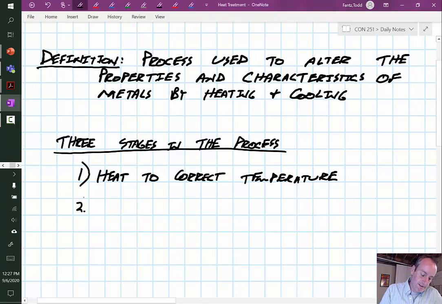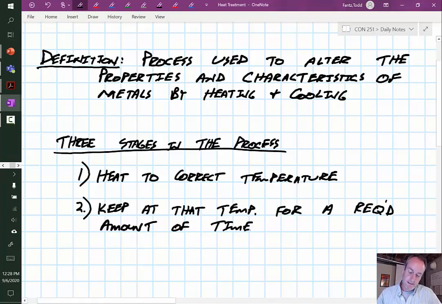The second step in this process is once you're at that temperature, you want to keep it at that temperature for a required amount of time. And the reason you're doing that, and once again, we'll talk about this in a little bit, but while you're at the temperature, things are going on within the metal, and we need to have that process happen for a certain amount of time, like 45 minutes or something.